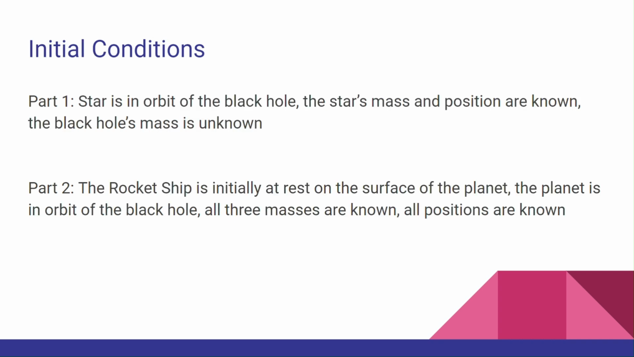Initial conditions. In part 1, the star is in orbit of the black hole. The star's mass and position are known, and the black hole's mass is unknown. In part 2, the rocket ship is initially at rest on the surface of the planet. The planet is in orbit of the black hole. All three masses are known, and all positions are known.